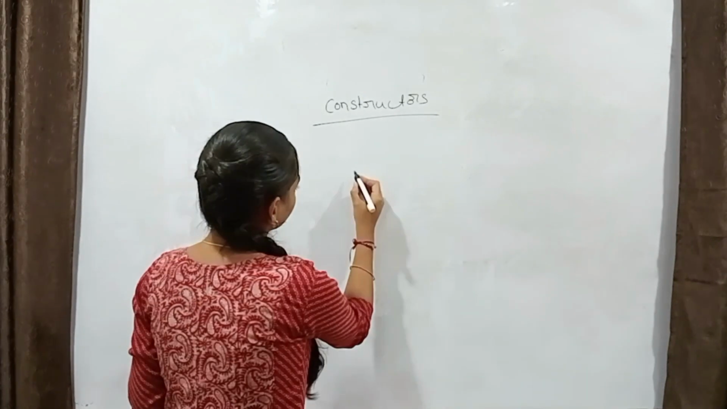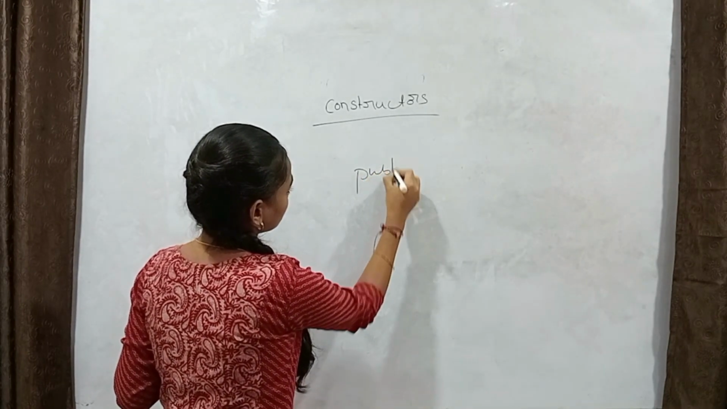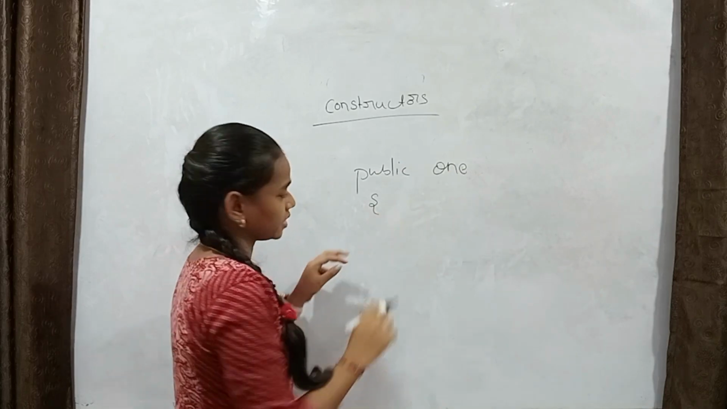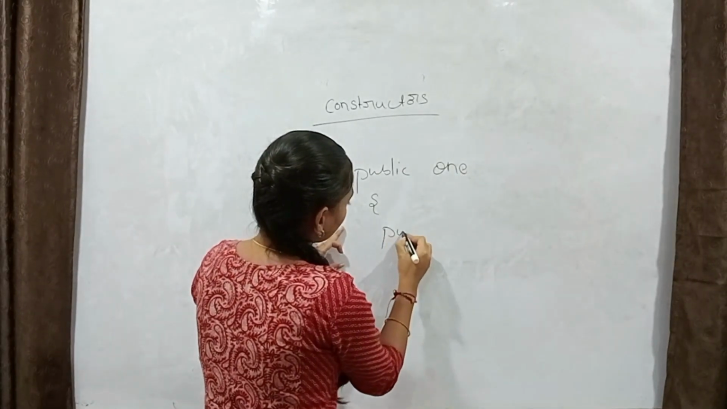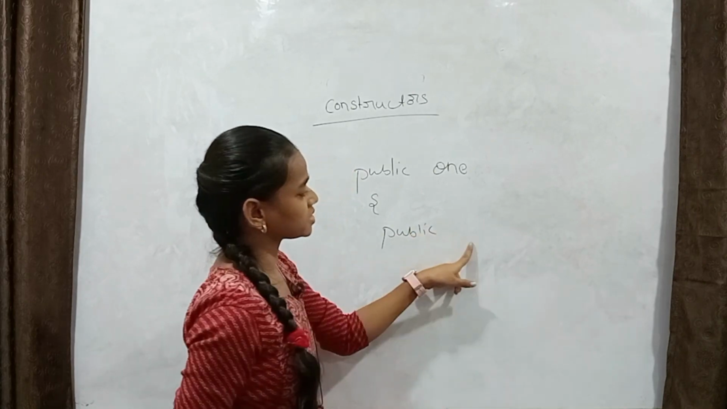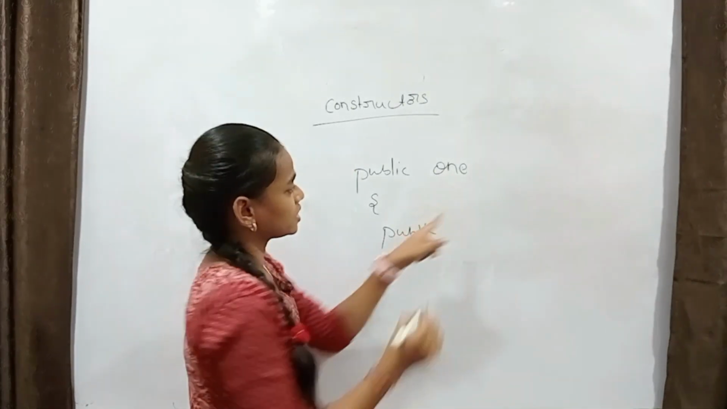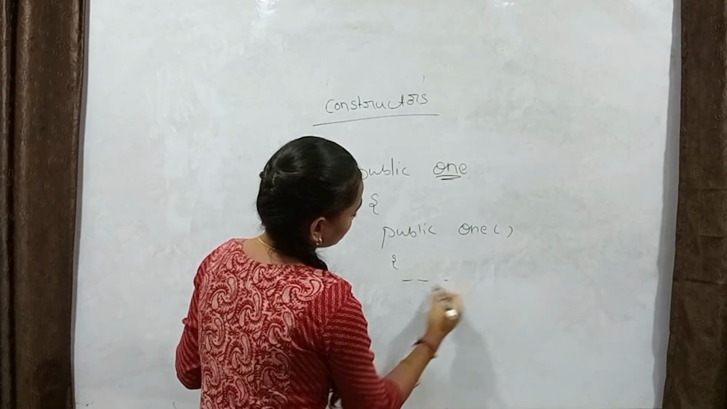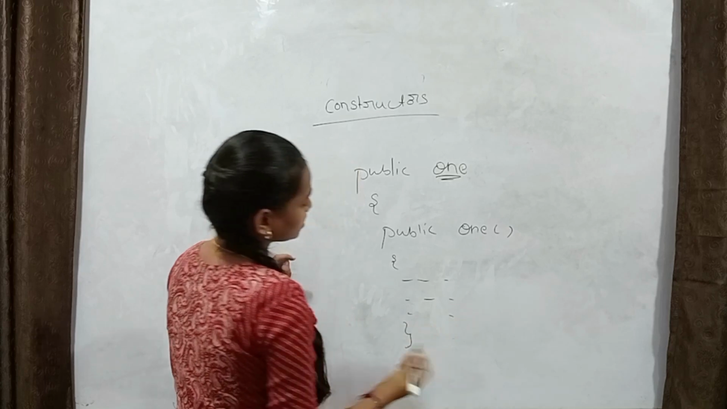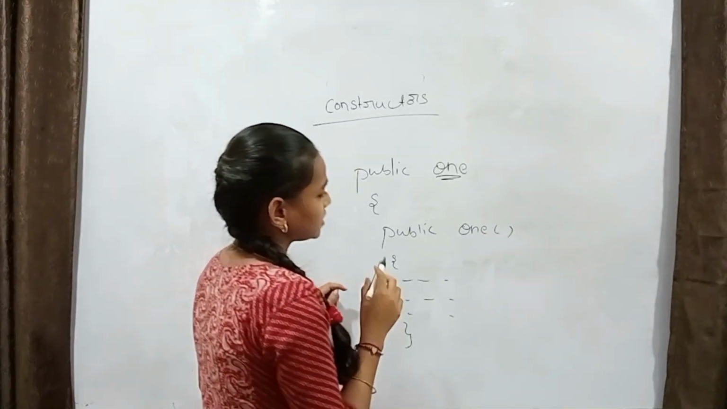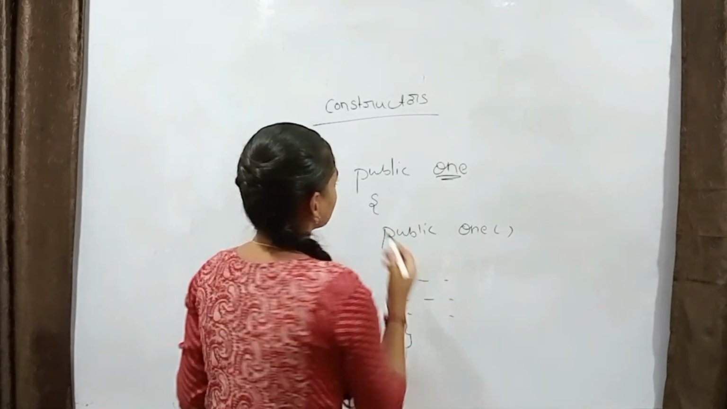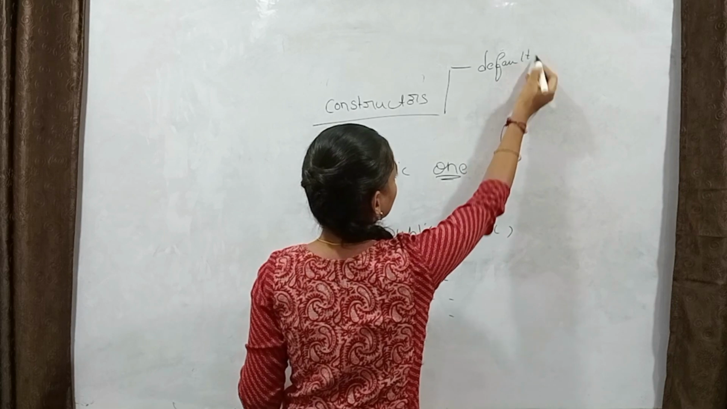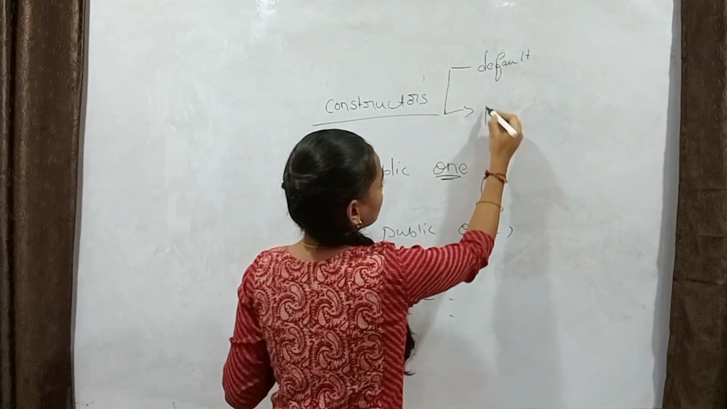The syntax is, first of all we write a class and I will take the class name as one, and here I create one public constructor, and a constructor must have the same name as the class name. So here the class name is one, so the constructor name is also one, and here we write some block of code. So this is the syntax for a constructor, and there are two types of constructor. One is the default constructor and another one is the parameterized constructor.